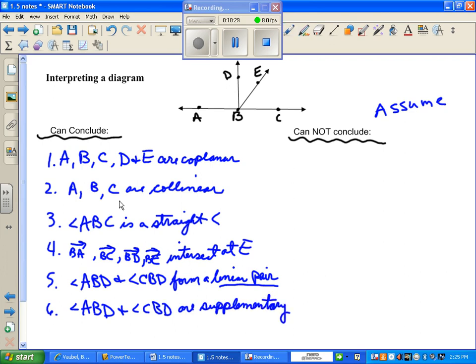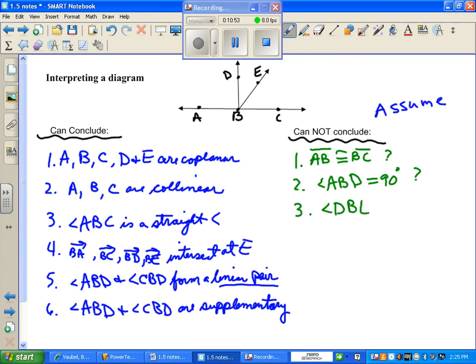What you cannot conclude, for one, is that segment AB is congruent to segment BC. We don't know that for sure. It's not marked. Secondly, angle ABD equaling 90 degrees, we don't know that for sure. It's not marked. And number 3, angle DBE congruent to angle EBC. We don't know that for sure. They're not marked. So the key is you must mark to know for sure.